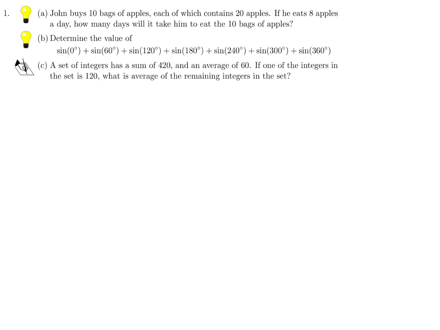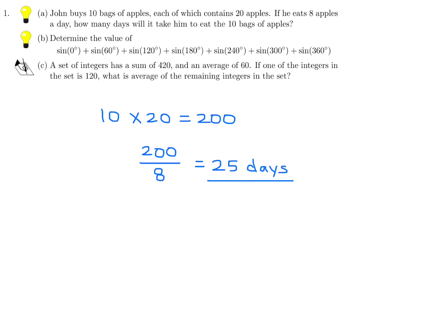apples? Well, there's 10 bags, and each has 20 apples in it, so there's a total of 200 apples. And each day, he is eating 8 of them, so you take 200 and divide by 8, and that gives you 25 days. So 25 days is the amount of time that it takes him to eat all the apples in the 10 bags.